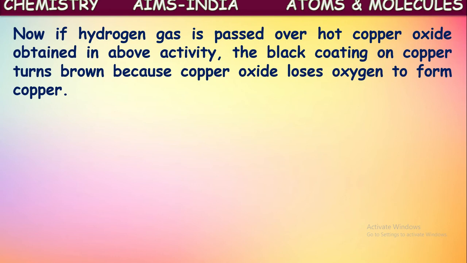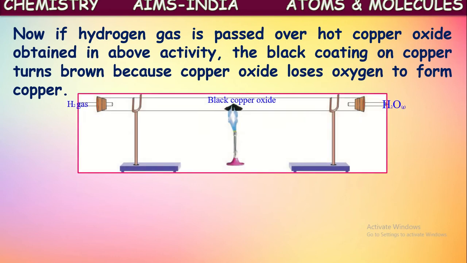Now if hydrogen gas is passed over this hot copper oxide obtained, what happens? When copper is heated in the presence of air, it converts into black colored copper oxide. If hydrogen gas is passed over this copper oxide, then the black colored copper oxide converts into copper again, brown colored copper. That means copper oxide loses oxygen and forms copper.